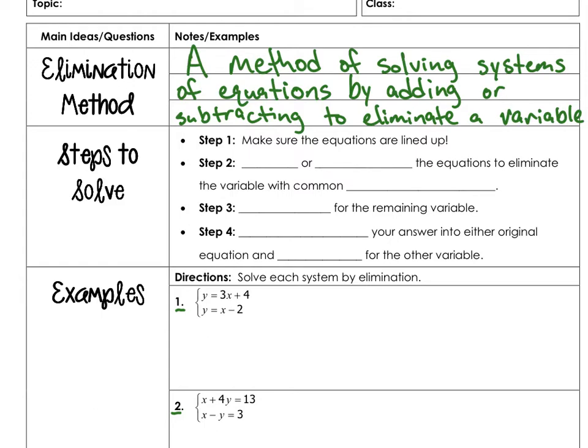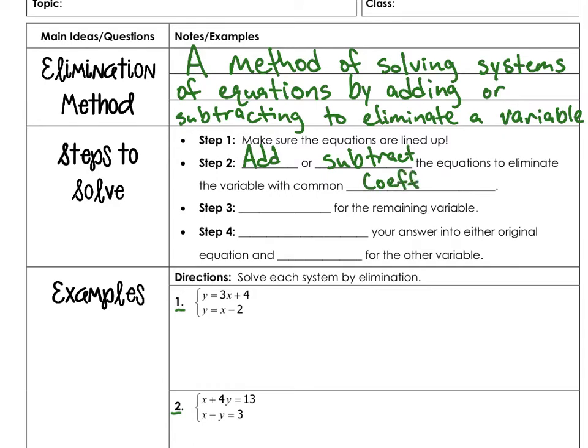So let's look at the steps to solve. First of all, we have to make sure that the equations are lined up. We need to have x's over the x's, y's over the y's, and a constant over a constant. If they're not lined up, this is not going to work. Second, and obviously our new step, we're going to have to add or subtract these equations to eliminate the variable with the common coefficient.